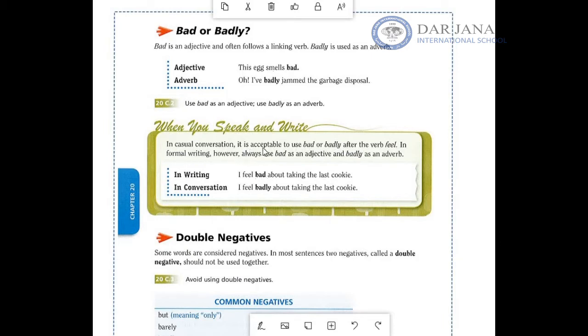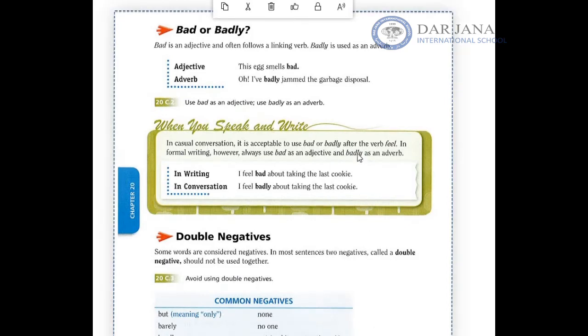In casual conversation, it is acceptable to use bad or badly after the verb feel. But in formal written language, we cannot use badly after the verb feel, as it is explained here in these 2 examples. In writing, we can say, I feel bad about taking the last cookie. But I cannot say, I feel badly about taking the last cookie. In written English, I cannot use it, but we can use this in conversation.